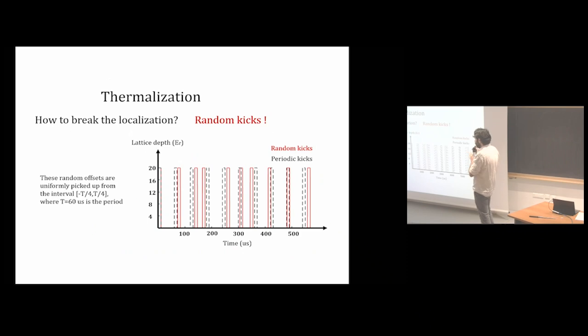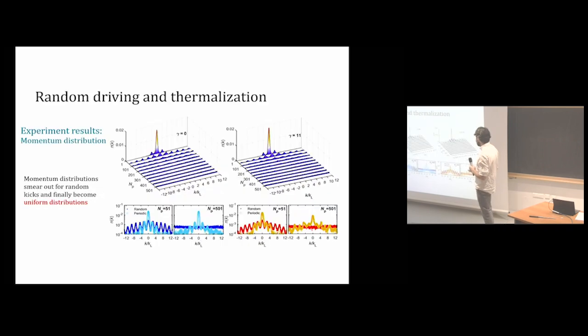To make sure we are not making a mistake, we even tested what happens if you break the periodicity of the drive. So if you now start driving at random times, but with the same average energy, in that case, no matter whether it's non-interacting or interacting, the momentum distribution flattens out very quickly over a few hundred kicks. So we believe that the localization we see, even in the interacting case, is a manifestation of interference processes going on in the system.